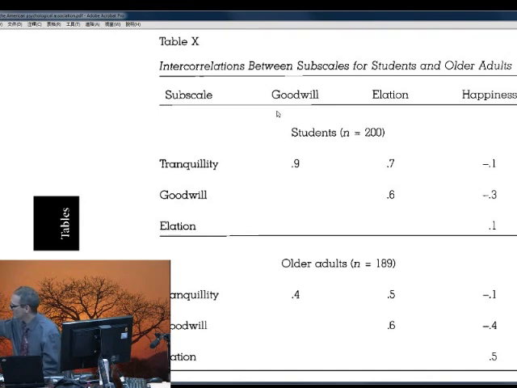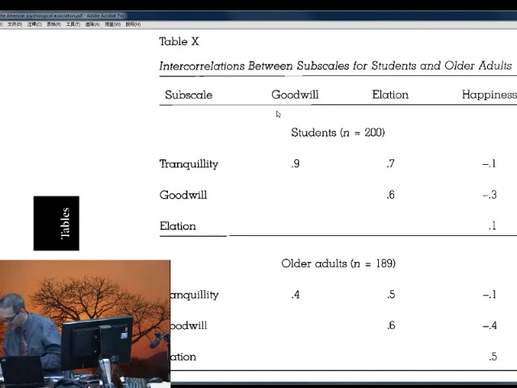Tranquility is here, but tranquility is not here. Goodwill is here, it is over here. Elation's over here, but happiness is not here. Happiness has all three, right? So happiness is the special case, right? And tranquility is a special case. So tranquility and happiness have all of the numbers. Something like that, right? Anyway, if you knew the research, you would probably understand it better than I do. So that's a good example. Everything getting pushed into a single table.